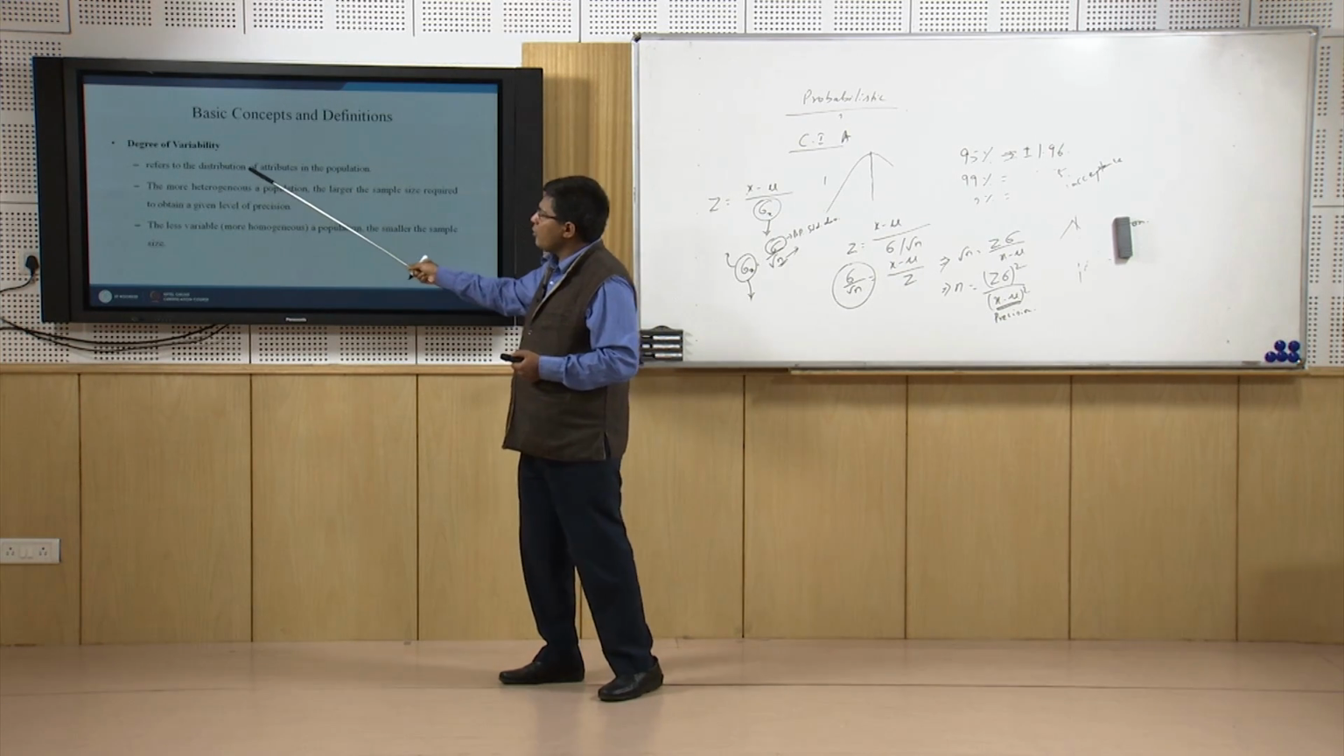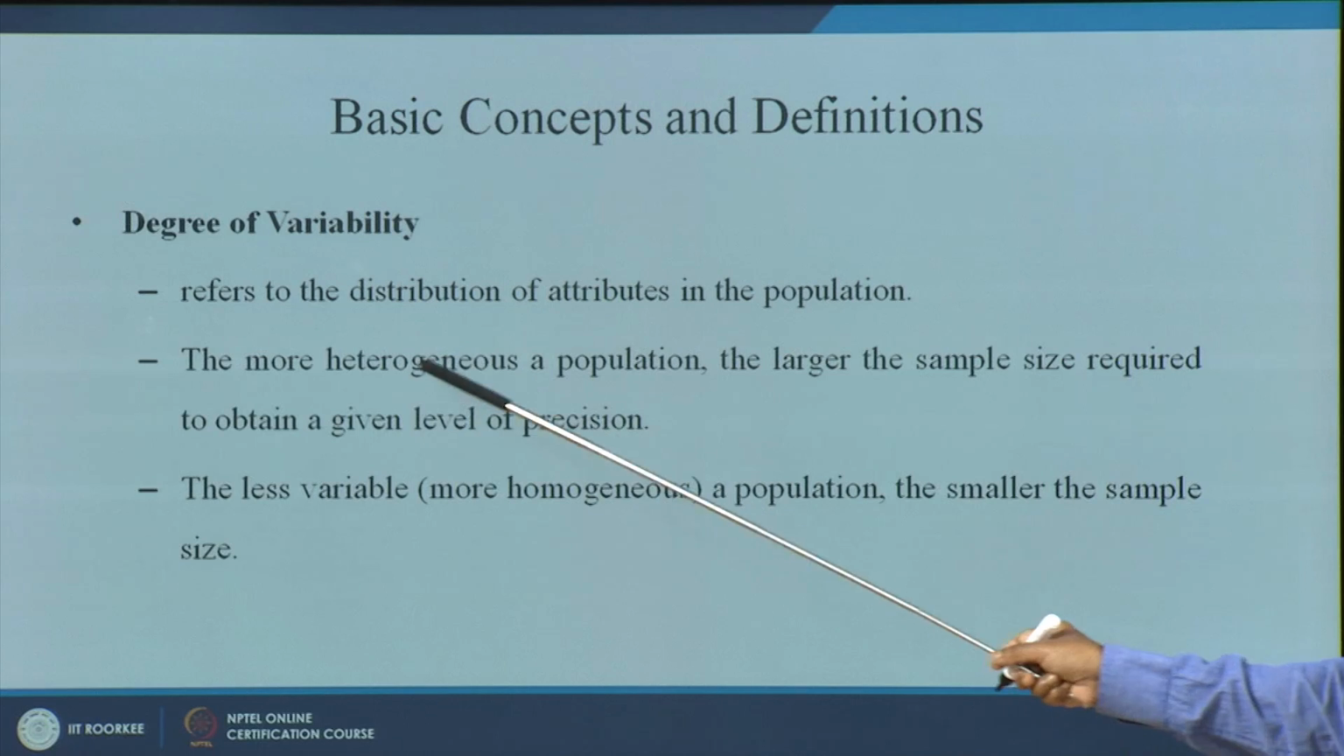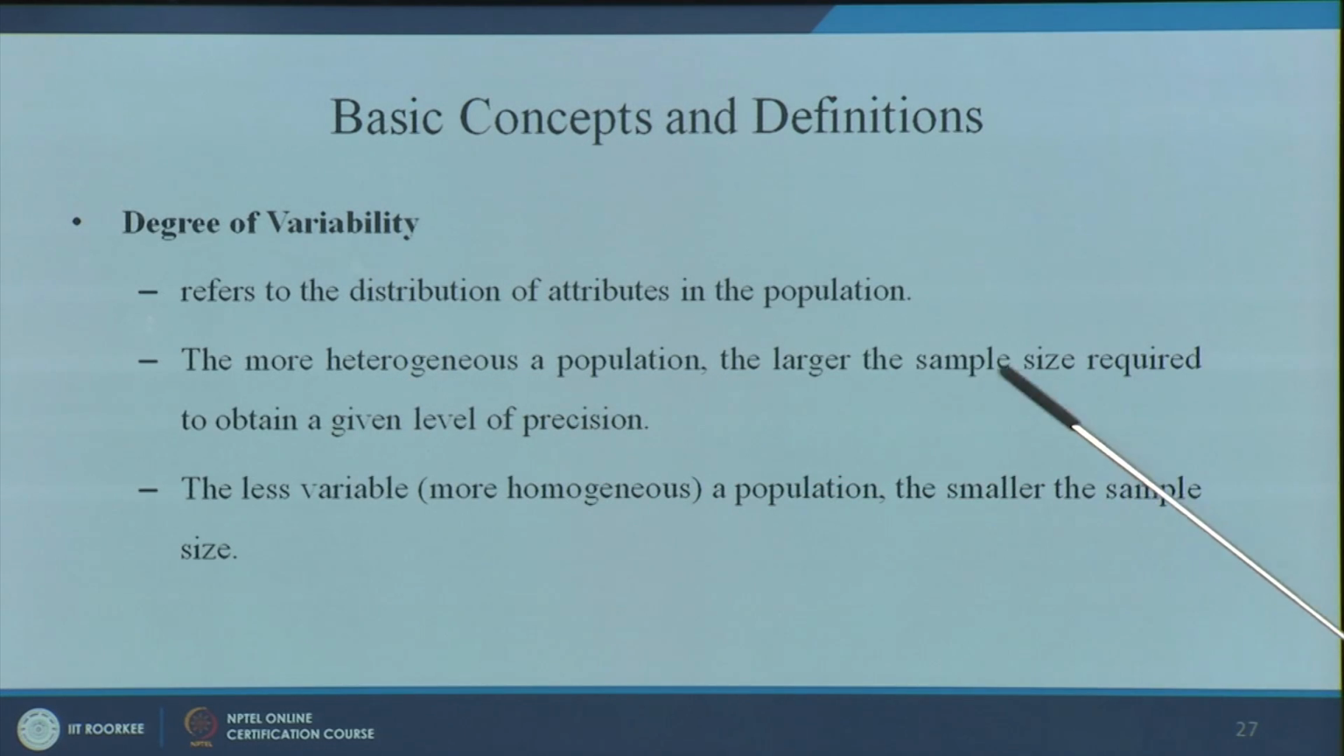Then there is variability. It refers to the distribution of the attributes. The more heterogeneous the population, the larger the sample size required to obtain a given level of precision.